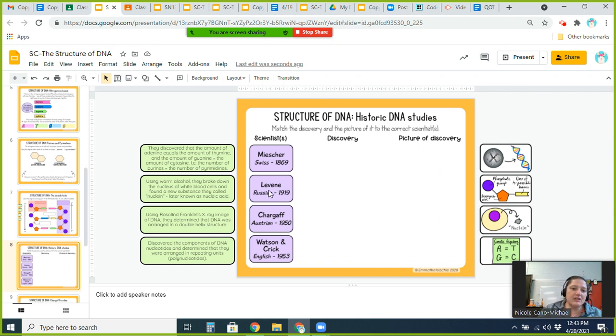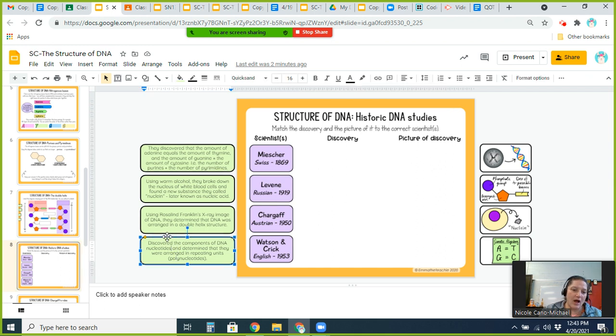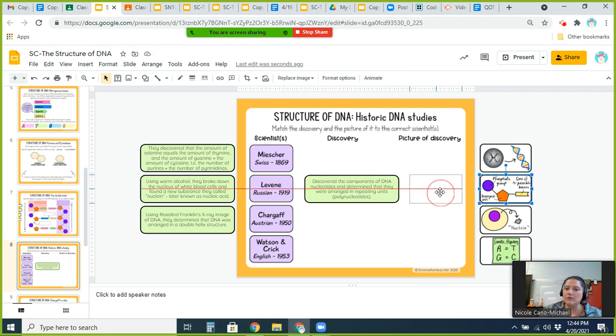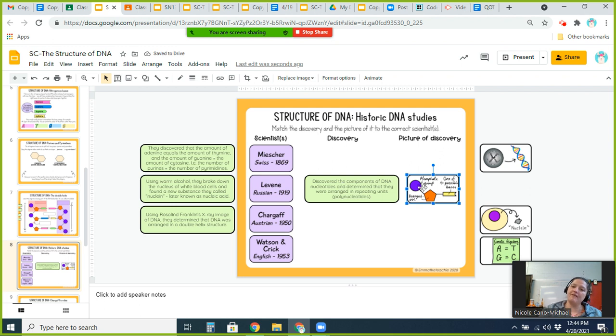And I'm going to actually use Levene because I don't think we talked about him other than a couple of weeks ago for like 30 seconds. So Levene was the guy who discovered the components of DNA. So I would take this one and I would put it here. That's his discovery. And then the components of DNA, which are the nucleotides, this is a labeled nucleotide. So each scientist gets a paragraph as well as a picture on slide number 8.